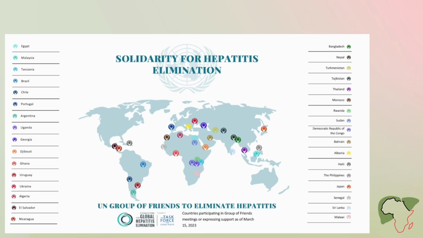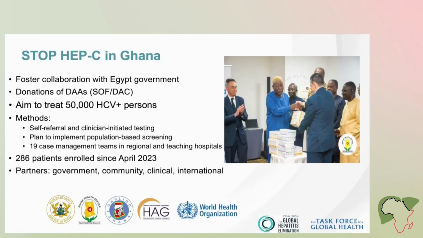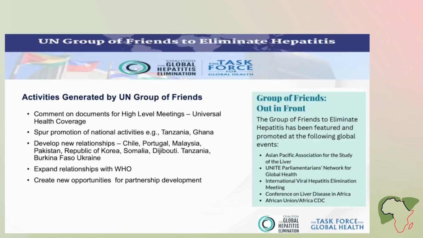The health diplomacy announced at the launch event flourished with the development of a Stop Hep C campaign in Ghana, with the support of the Egyptian donation of ACV medications. As shown here, the Egyptian ambassador is providing the ACV medications to the Deputy Minister of Health, an event held in March in Accra, Ghana. So I think that's an example of activities that were generated by the Group of Friends.